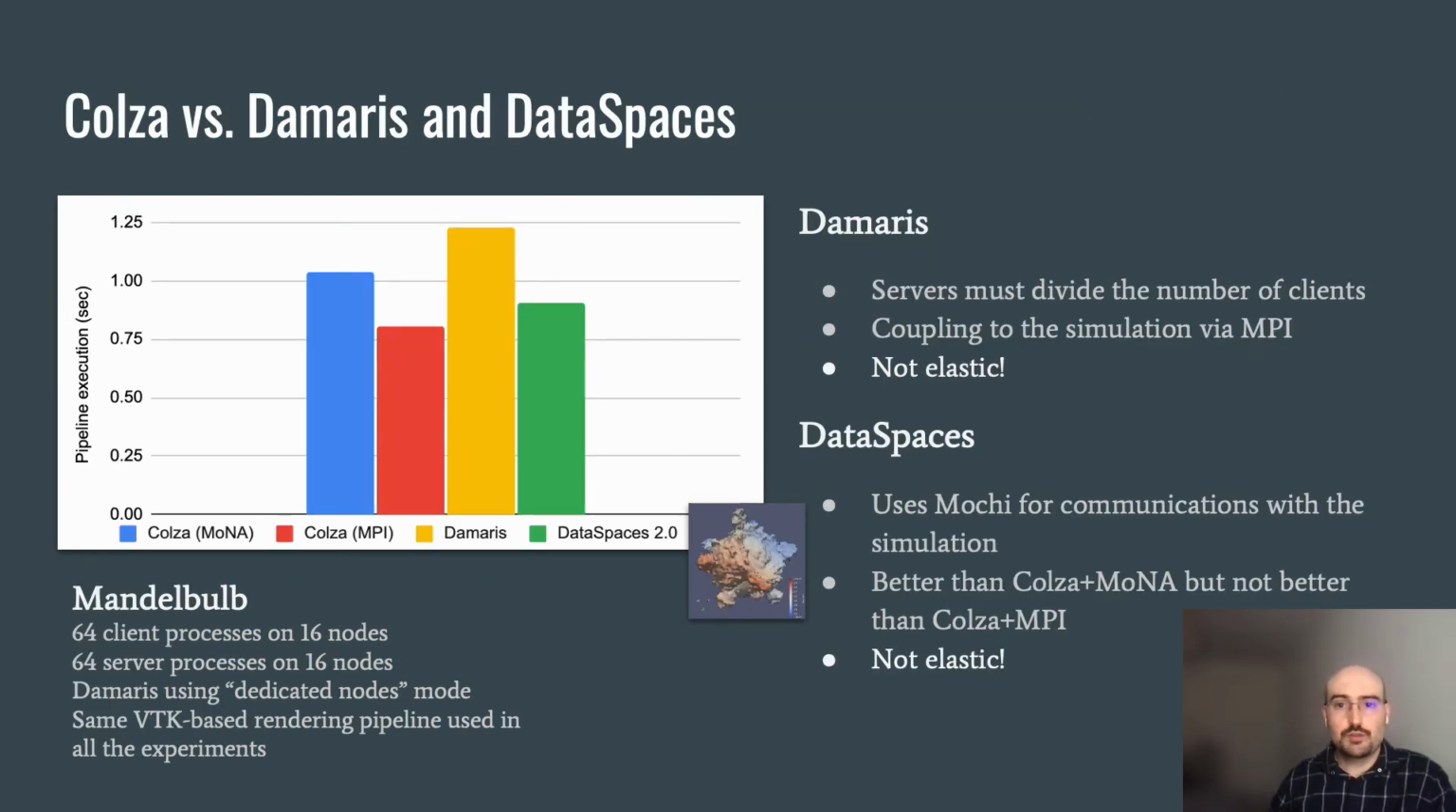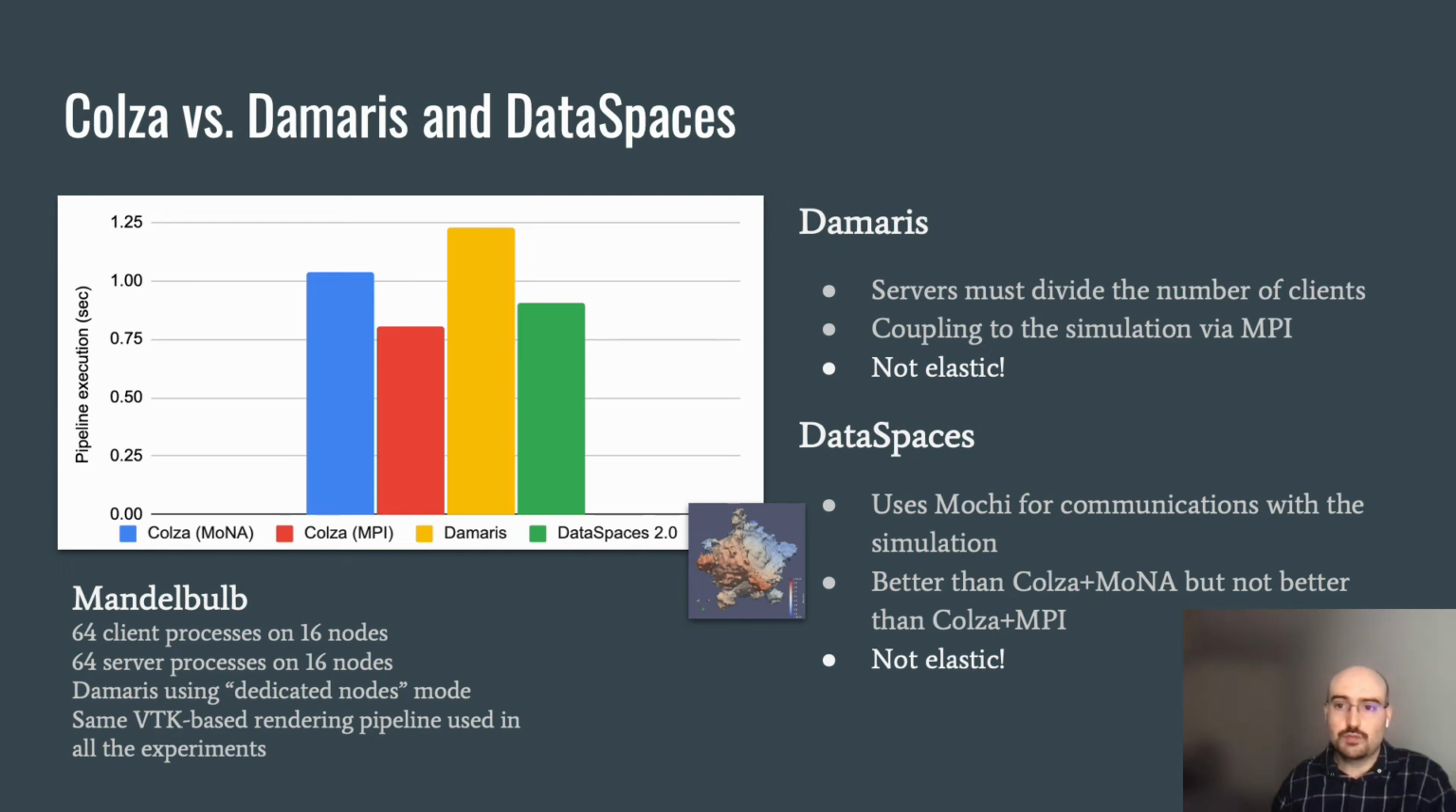We also compared Colza with two other frameworks for in situ visualizations, namely Damaris and Dataspaces, using the Mandelbrot application. We were able to do so by porting our visualization pipeline as a Damaris plugin and as a Dataspaces plugin. Both of these frameworks use MPI internally for visualization. Colza with MPI outperforms all of them. Then comes Dataspaces, then Colza with Mona, and finally Damaris is the slowest.